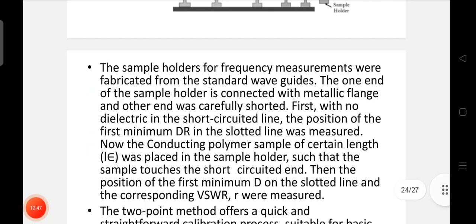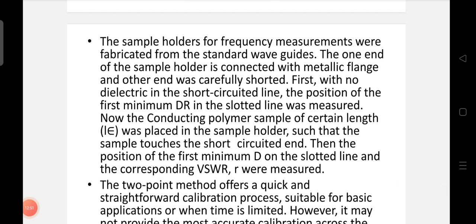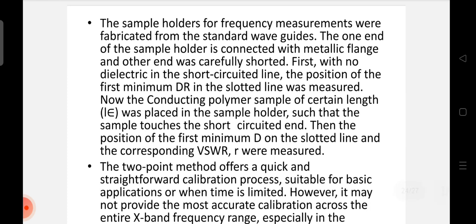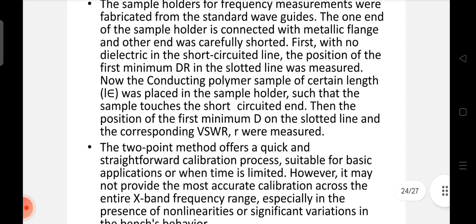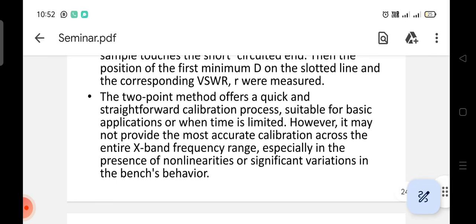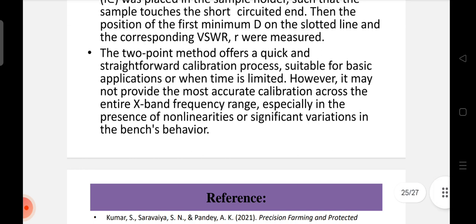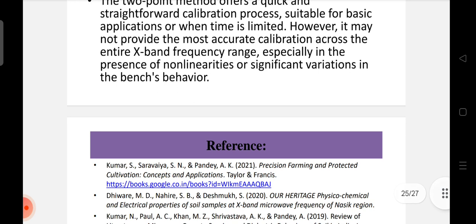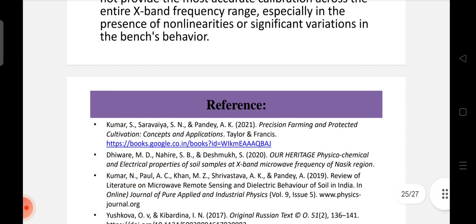The sample holders for frequency measurement were fabricated from standard waveguides. One of the sample holders is connected to a metallic flange and the other end was carefully shorted. First, with no dielectric in the short circuited line, the position of the first minimum in the slotted line was measured. The two-point method offers a quick and straightforward calibration process suitable for basic applications or when time is limited. However, it may not provide the most accurate calibration across the entire X-band frequency range, especially in the presence of non-linearity or significant variation in the bench behavior.